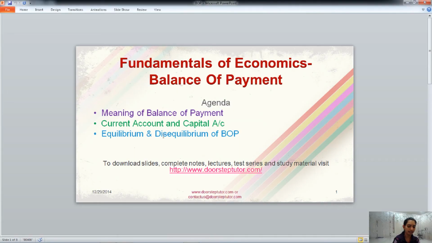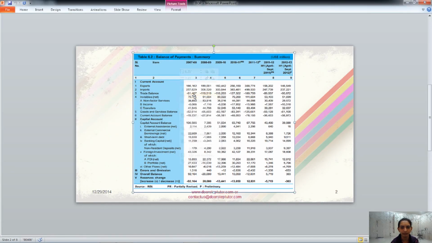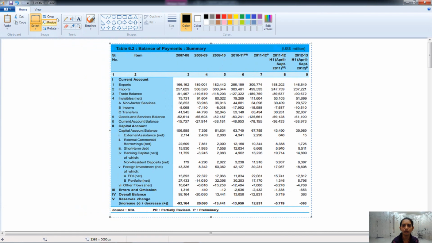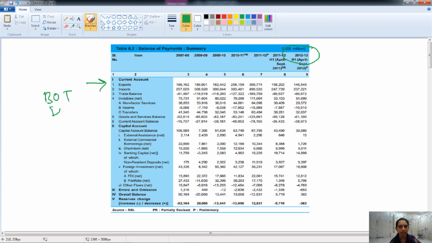Now let's understand this balance of payment with an example. Here we have the balance of payment of the country for the year 2012-13. The source of this example is the RBI. First there is the current account. The current account includes the BOT and the invisibles. This is the BOT, the difference between these, and then it includes the invisibles. So both of these make the current account of BOP.